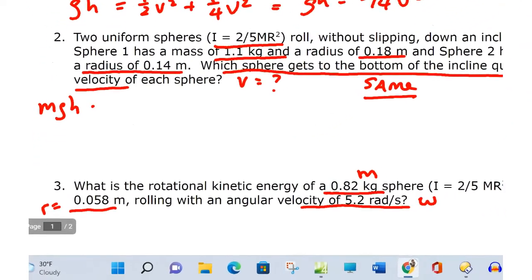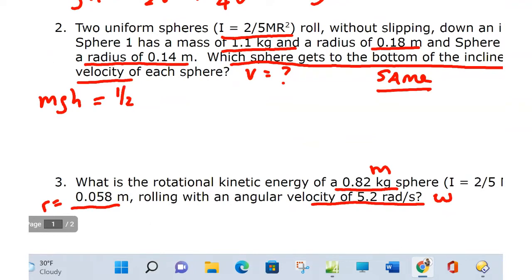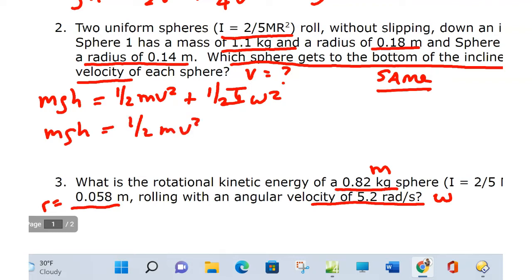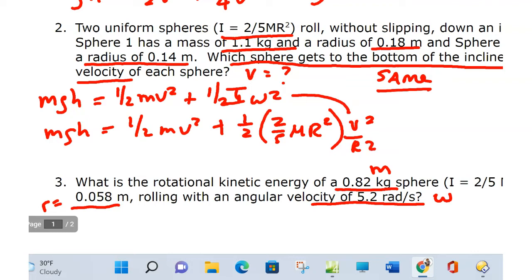mgh equals 1/2. So at the top of the incline, it's only mgh. Then it's translational kinetic energy and rotational. So we're going to substitute in the moment of inertia that they gave us, which is 2/5 mr squared. That's what we were given. I'm not going to put omega squared, I'm going to put v squared over r squared. And we get a nice little cancellation of the r squared. The masses also cancel out.